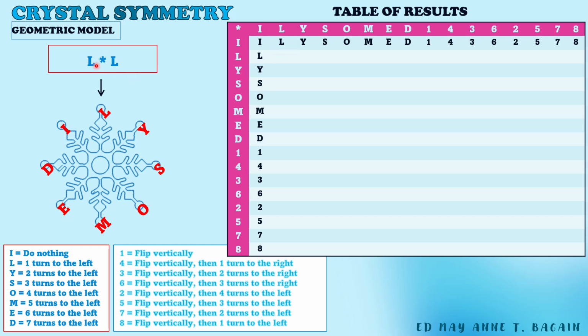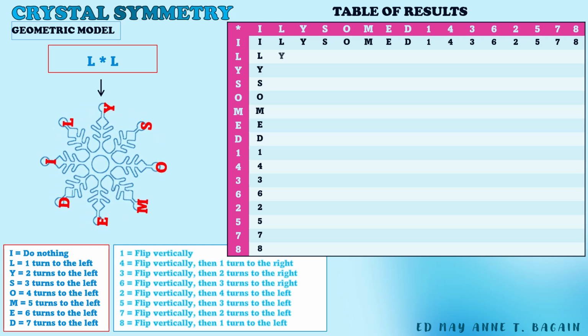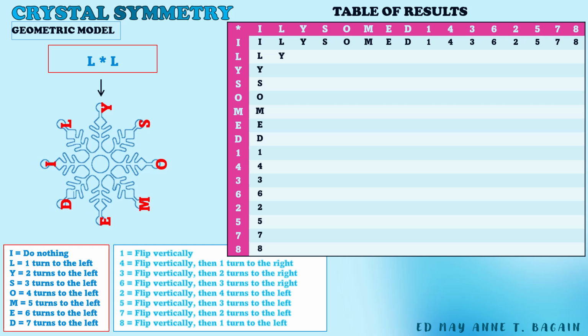For L star L, we will be looking at L already and then moving from I, we will be turning it one turn to the left. That is why if we are already at L, because we are L star L, and then we rotate it one turn to the left, we will have Y. That is why L star L would be Y.